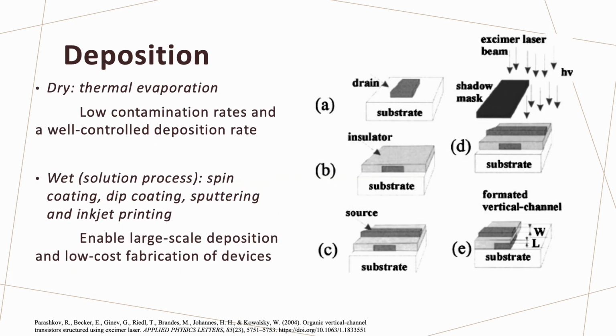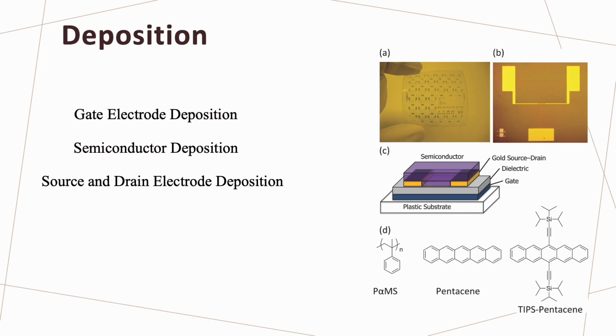Next, we want to talk about the deposition. Generally, there are two types of methods. First is thermal evaporation, while the other is the solution process. Thermal evaporation has low contamination rates and a well-controlled deposition rate. The solution process enables large-scale deposition and low-cost fabrication of devices. There are three depositions for making an OFET: gate electrode, semiconductor, and source and drain electrode.